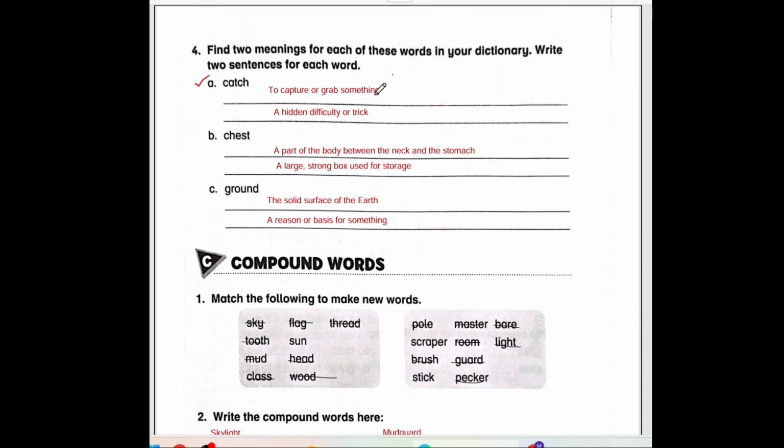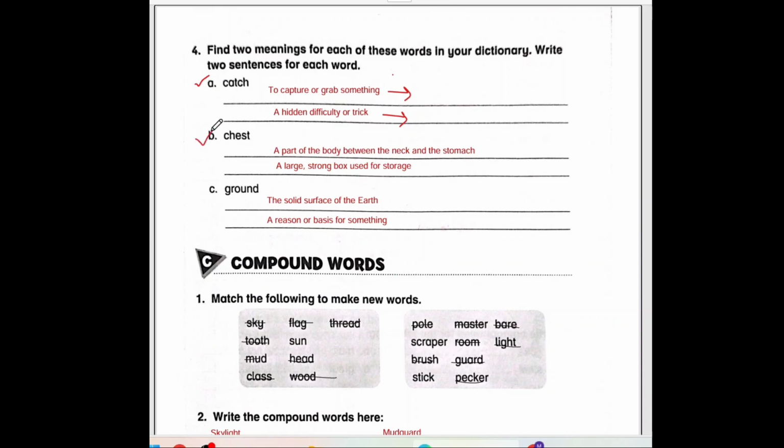The first word is catch. To capture or grab something, its first meaning can be like this, and the next meaning is a hidden difficulty or trick. Let's make sentences. I tried to capture the ball. Then for the other meaning, we can make a sentence that we have to grab this opportunity, although it's a catch, it's a risk, okay? Or there must be the hidden difficulty in it.